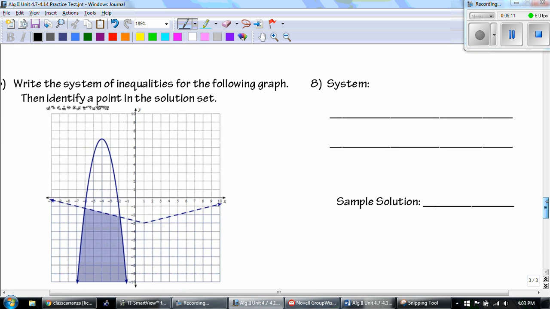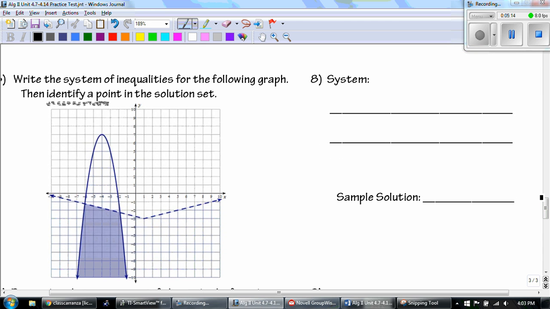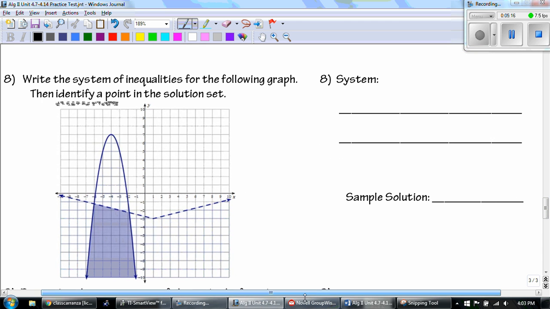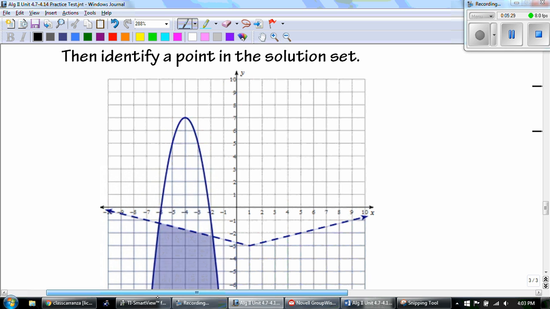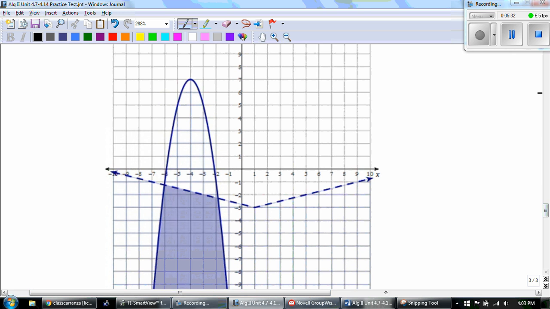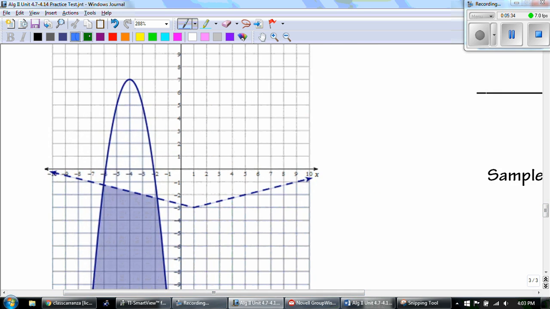Okay, last page. Here we have to write the system of inequalities for the following graph, then identify a point in the solution set. So let's look at our absolute value first. The first thing that I notice about the absolute value is that it's open or dashed, and that we shaded below. So that is the less than symbol.